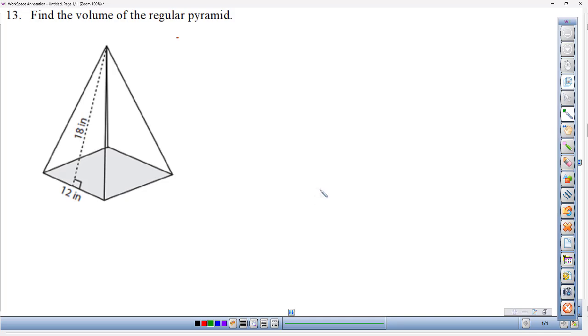Number 13 asks us to find the volume of this pyramid. And maybe the very first thing we should notice is this 18 inches right here. Do you notice that that is a slant height? It is not the kind of height we would want for volume.